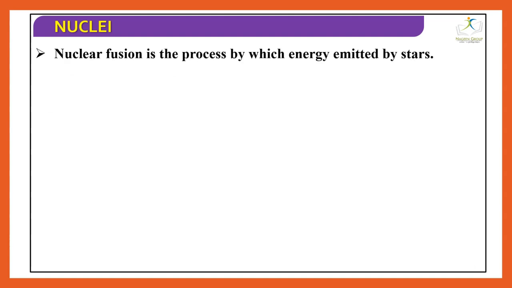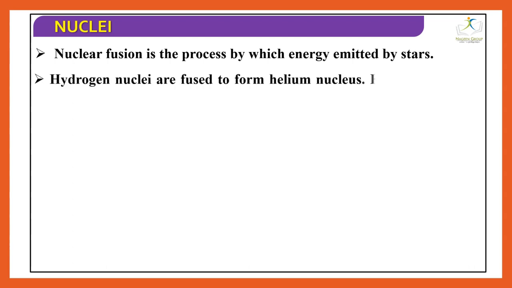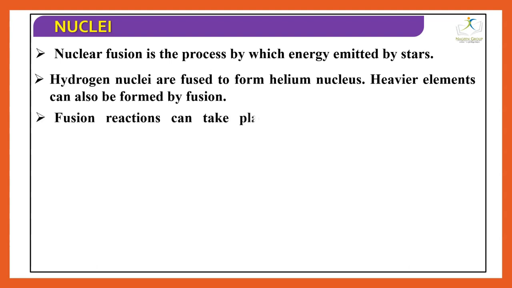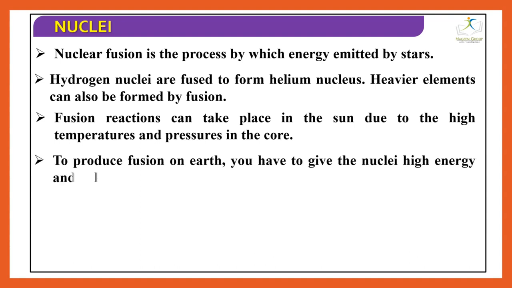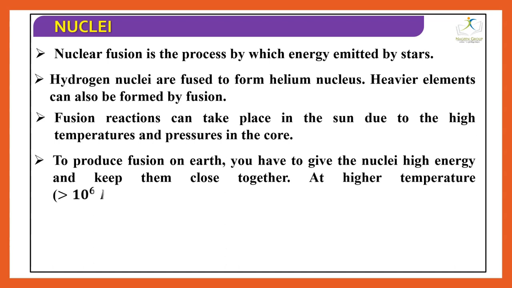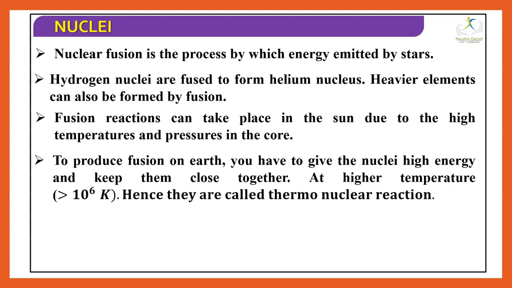Nuclear fusion is the process by which energy is emitted by stars. Hydrogen nuclei are fused to form a helium nucleus, and heavier elements can also be formed by fusion. Fusion reaction can take place in the sun due to the high temperature and pressure in the core. To produce fusion on Earth, you have to give nuclei very high energy to keep them close, at a high temperature like 10 to the power 6 Kelvin. Hence they are called thermonuclear reactions.